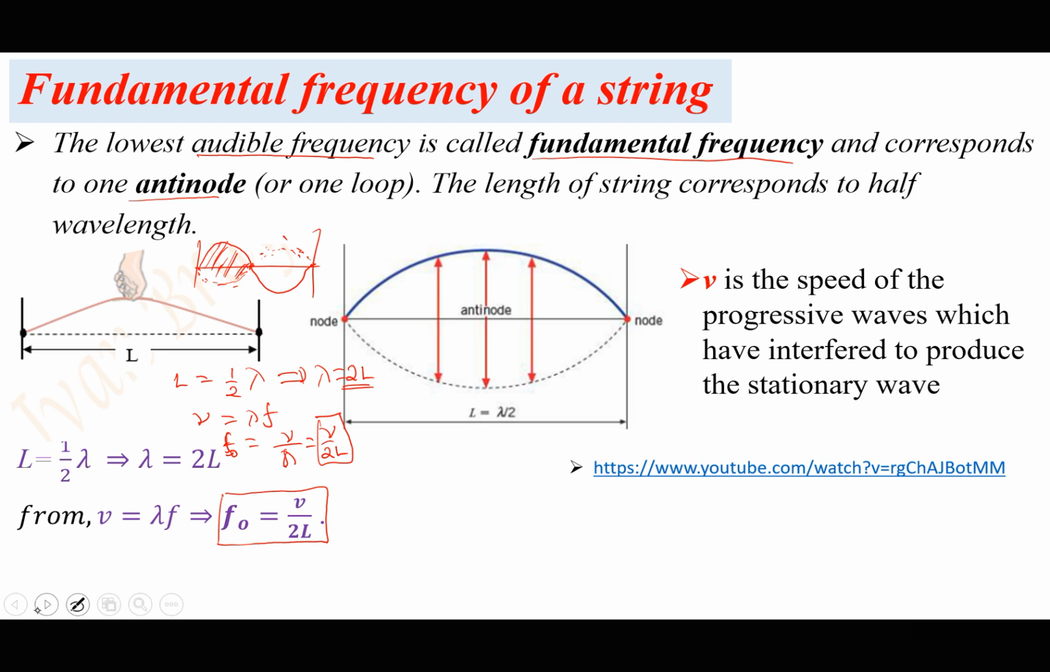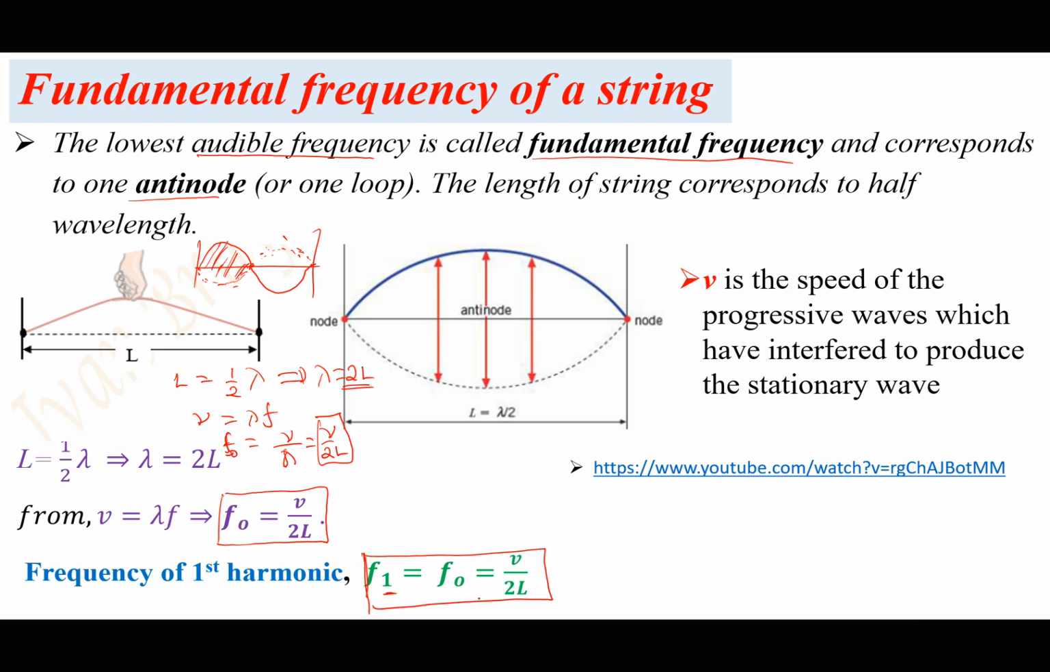So we say the frequency of the fundamental mode, which is the first harmonic, is going to be V over 2L. When I write F1, the one here means first harmonic, because the fundamental mode is the first harmonic. So the frequency of the first harmonic is the same as F naught, which is V over 2L. You should be able to establish such a relationship because it helps you to do a lot of calculations.